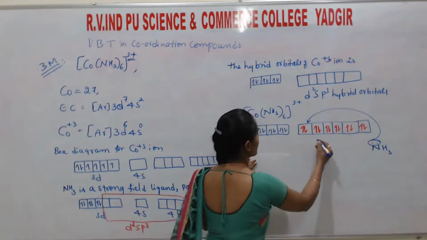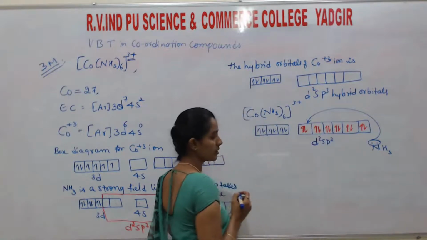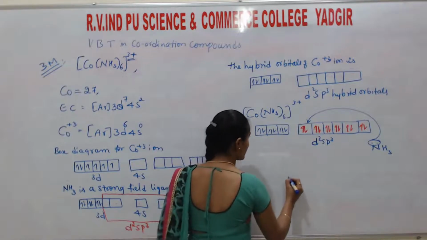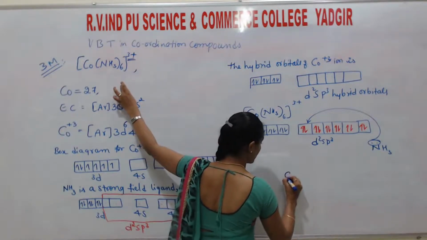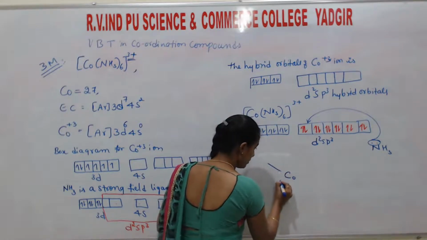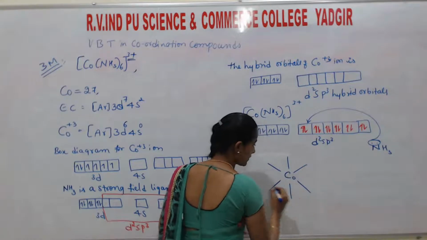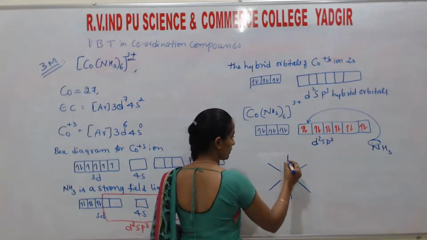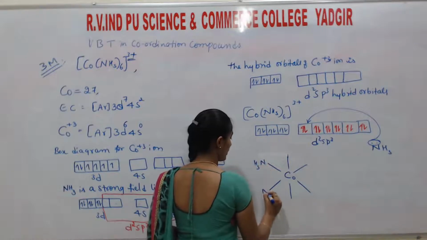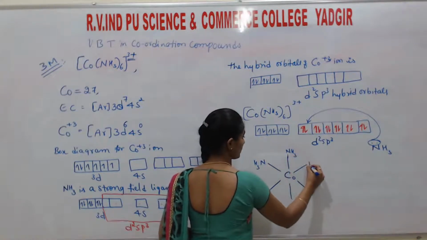Okay. So d2sp3 hybrid orbitals means what is the structure here? Octahedral. Correct. So here the central metal atom is cobalt. Correct. So here are 1, 2, 3, 4, 5, 6 bonds. Here all are bonded through nitrogen, that is NH3.